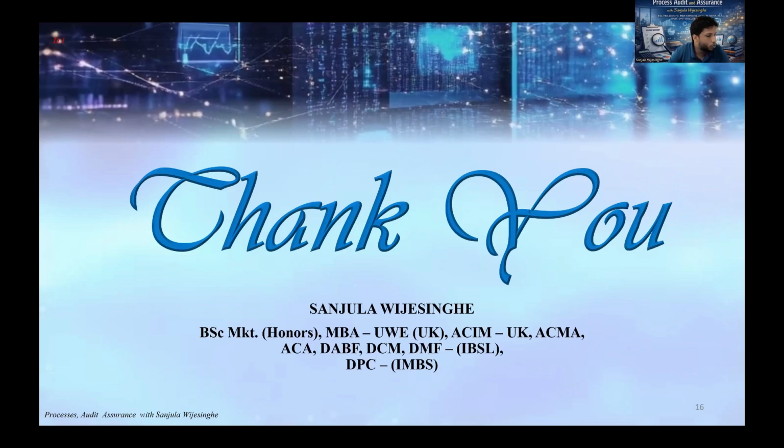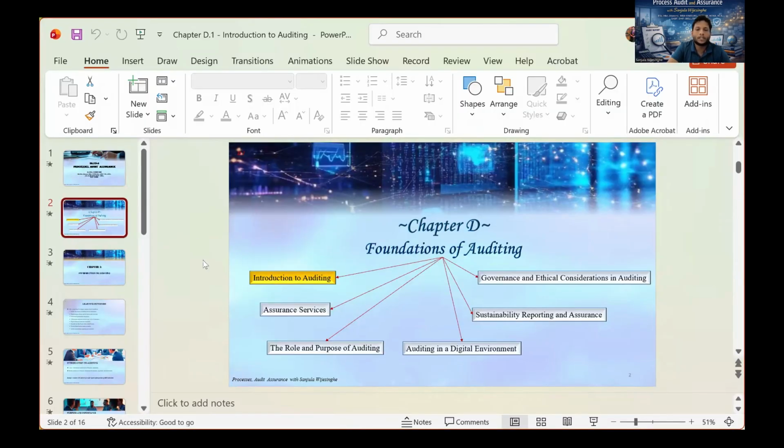Now we need to go to the other levels. What are the other levels? At the beginning of this lesson, I told you there are 6 parts in that lesson, and now we need to go through them one by one. We just completed our introduction to auditing part. Now we will meet the other part, as I mentioned earlier, that is assurance services.